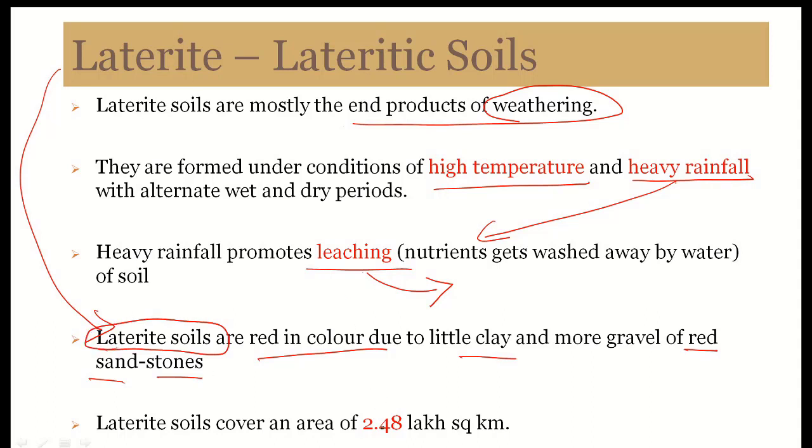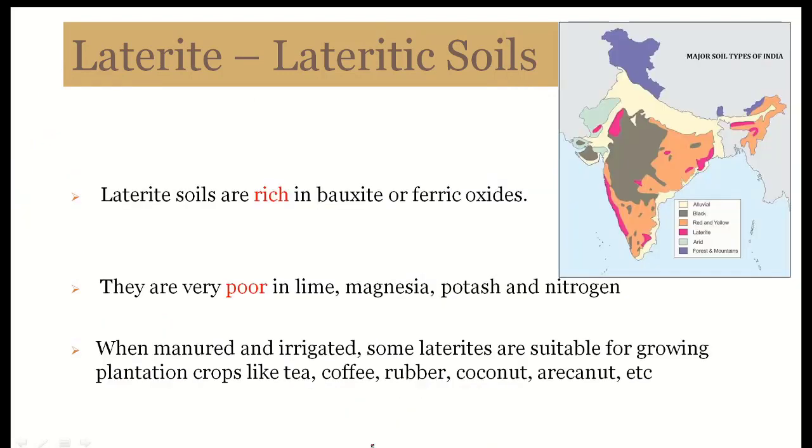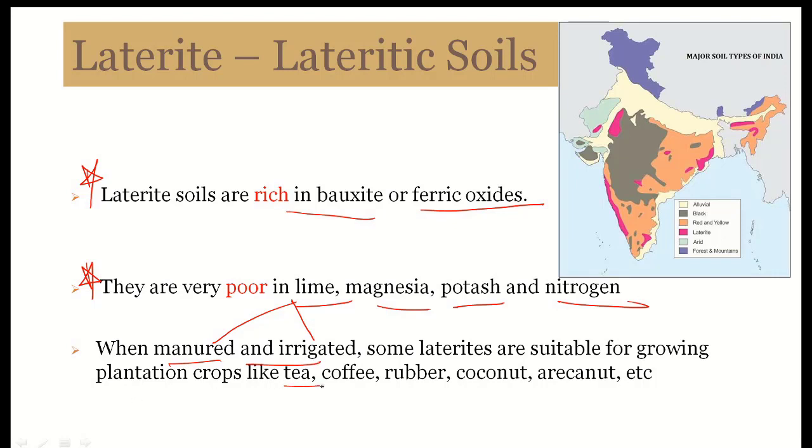and it covers an area of 2.48 lakh square kilometers. This lateritic soil is rich in bauxite and ferric oxides, so you need to remember this point. And it is very poor in lime, magnesia, potash and nitrogen. After it is properly manured and irrigated, some crops like tea, coffee, the plantation crops, are grown in lateritic soil.